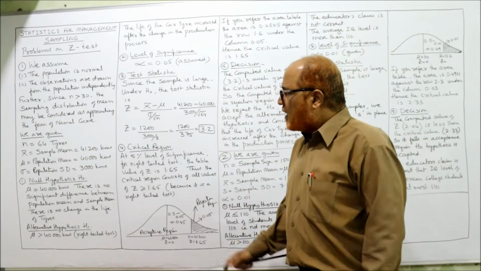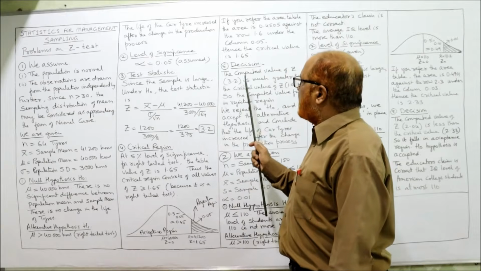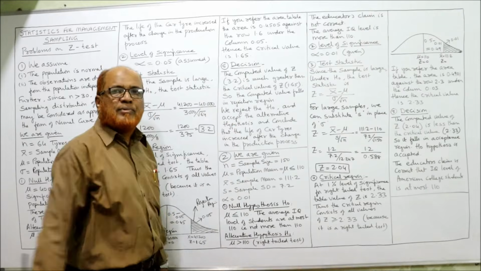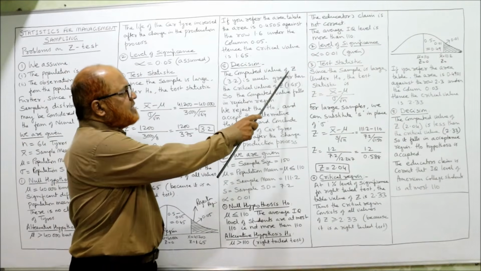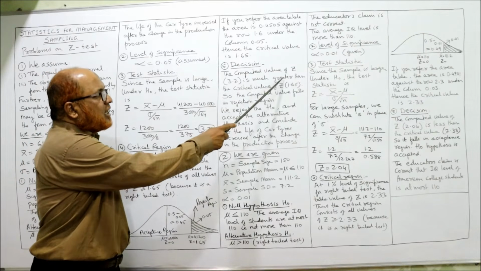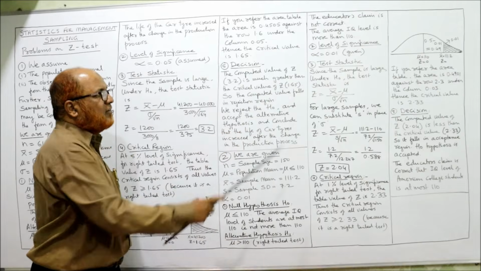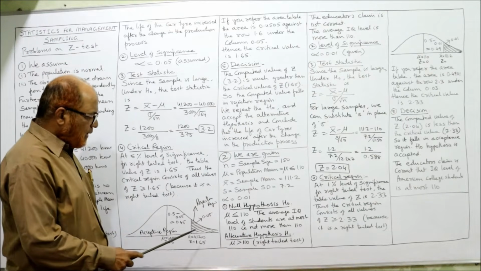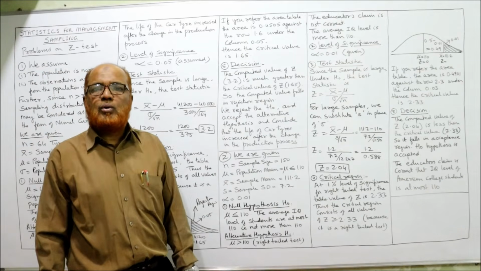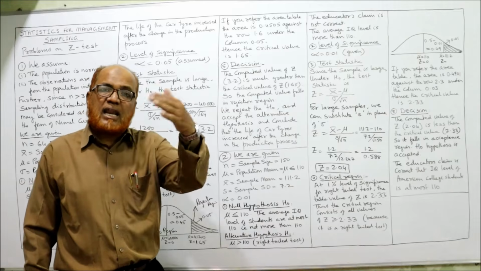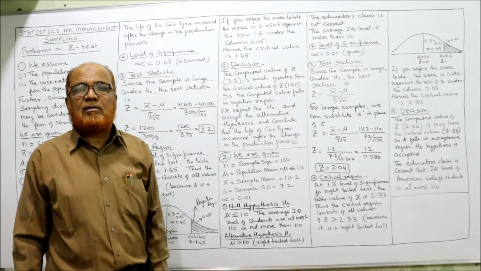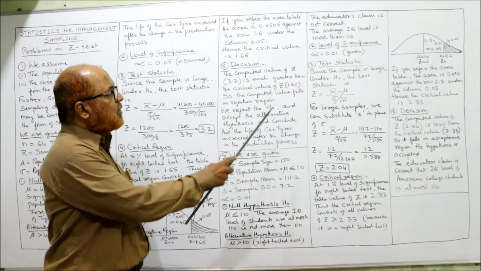Now two values we have. Computed value 3.2. Critical value 1.65. Now the final decision. How to give the decision? The computed value of z is 3.2. Here is the computed value. The computed value is 3.2, which is much greater than the critical value of z, 1.65. The critical value we got is 1.65 here, whereas the computed value is 3.2. Now tell me, is 3.2 greater than 1.65 or less than 1.65? 3.2 is greater than 1.65.